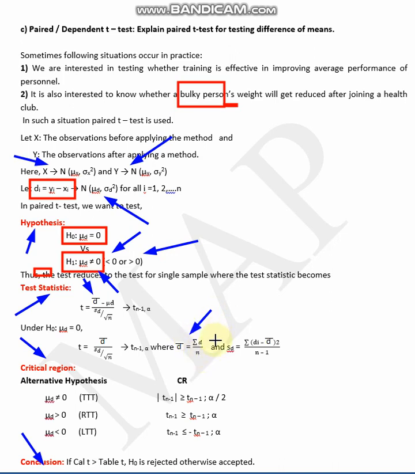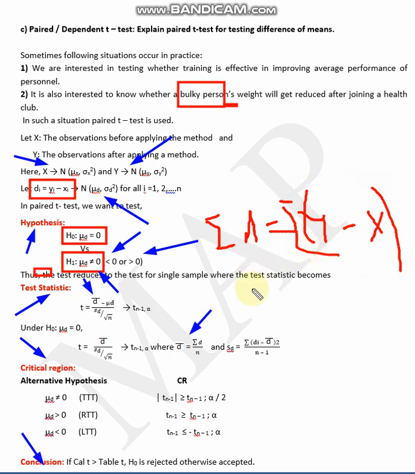How can I calculate the value of d? D is nothing but y minus x. So I can calculate the difference between y and x, and that is nothing but my d. And if you take the summation of this column, that is summation d, which is summation of y minus x. So I can take this value and that becomes my summation d. And once I get the summation d, then divide it by n.